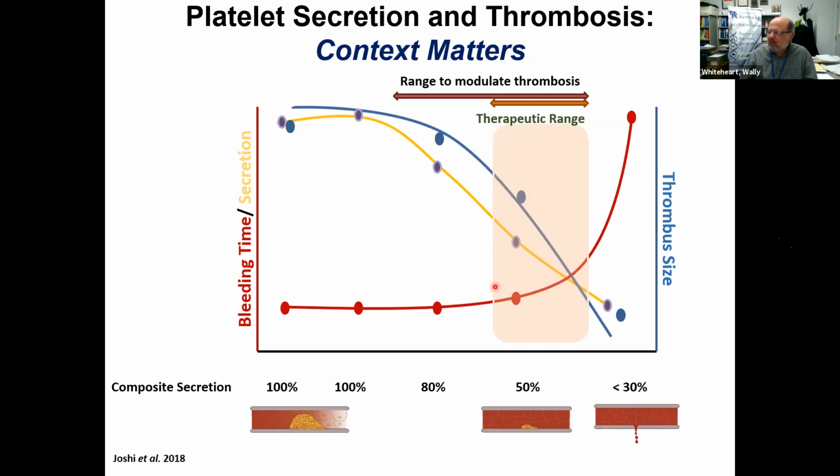And there may be a magic window somewhere between that 50 and 30% release where we can manipulate the size of the thrombus so that we don't get an occlusive thrombus, but yet not have a bleeding phenotype. So we're thinking that somewhere between the VAMP8 nulls and the triple nulls is the sweet spot to target for inhibiting secretion and for control of thrombosis. Okay. So does this actually mean anything in terms of controlling secretion as a way to control thrombosis?